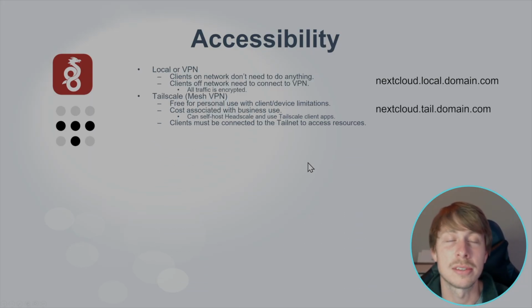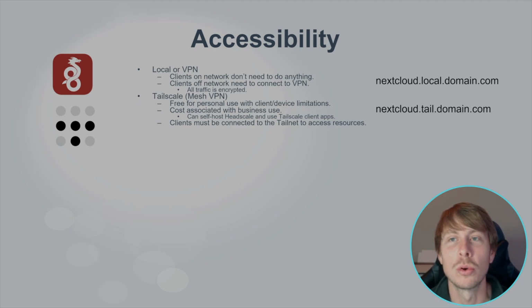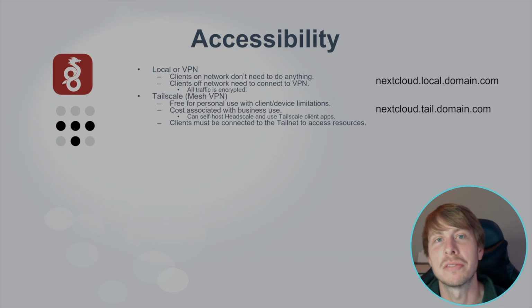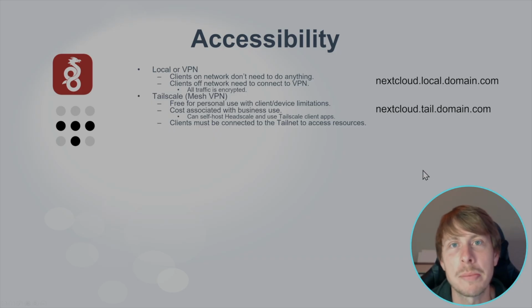Next, we have Tailscale. So Tailscale is a mesh VPN. It makes it independent of our local network. So any device anywhere can install the Tailscale app and then be added to our mesh VPN network. So if I get off the Wi-Fi, as long as I'm always connected to my Tailnet with my Tailscale application, I can access my Nextcloud.